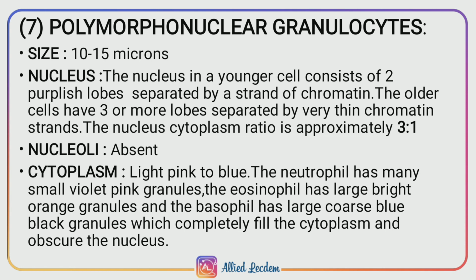Cytoplasm appears light pink to blue. As this is the matured stage of granulocytes, the granules of neutrophils appear small violet pink, and the eosinophil has large bright orange granules, and the basophil has large coarse blue-black granules. So these granules completely fill the cytoplasm and obscure the nucleus. That is, the nucleus is not well expressed.